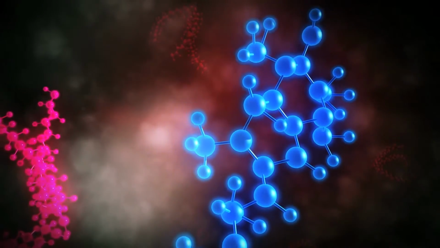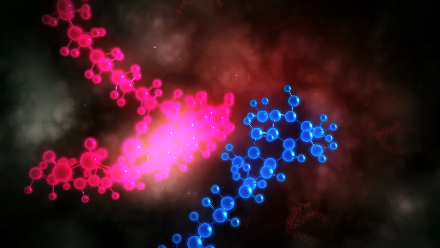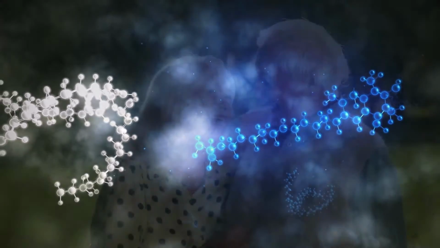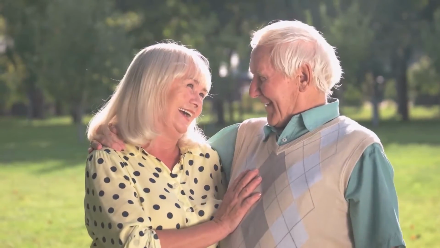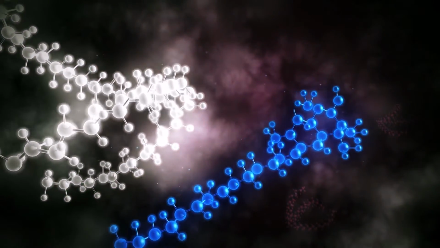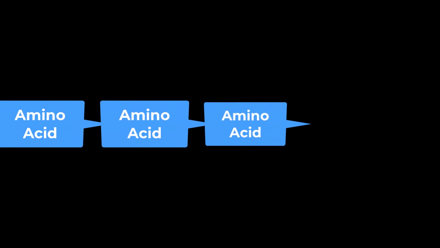Cholesterol is considered a base steroid from which your body produces other steroids. The hormones testosterone and estrogen, which are responsible for the development of male and female sex characteristics, are formed from cholesterol precursors. Proteins are polymers of amino acid monomers.